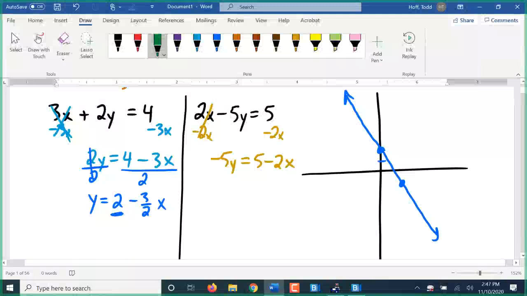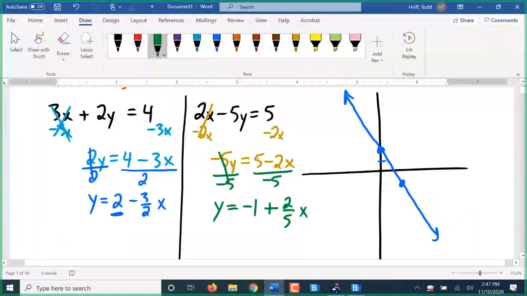Now y is being multiplied by that negative 5, so I have to divide by the negative 5. Remember, when we divide, we divide every digit. So that negative 5 is gone on the left side, leaving us with y equals. On the right side, 5 divided by negative 5 is negative 1. Negative 2x divided by negative 5. Well, negative 2 divided by negative 5: a negative divided by a negative is a positive. 2 divided by 5 is just going to be 2 over 5. And then the x.